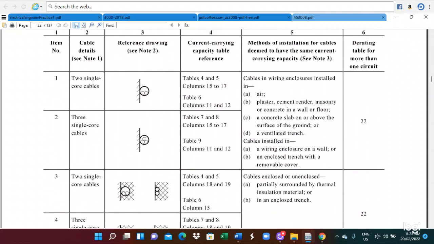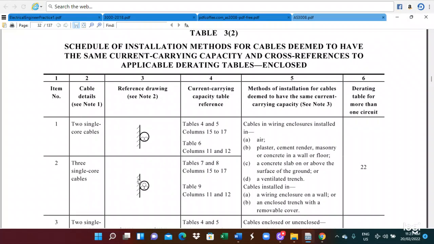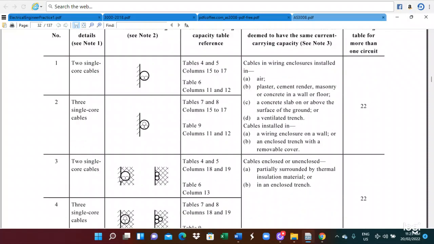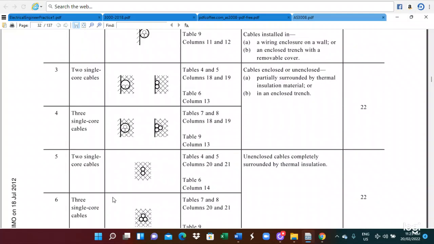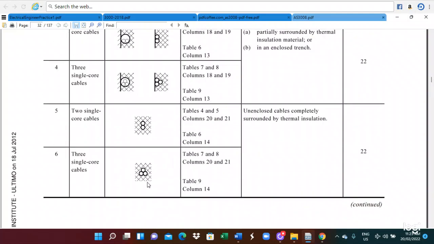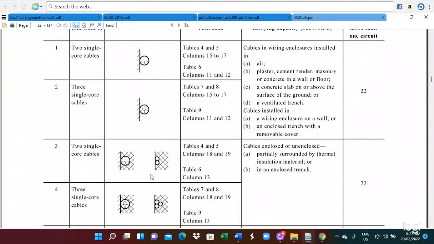Item 1 is under enclosure. Item 3 is where we put the cables into the conduit as well as partially surrounded with the insulation. And item 6 is not in conduit, just surrounded with the insulation. In this problem, the cables are running in the conduit, also partially surrounded with the insulation. Therefore, item 3 is the most suitable.